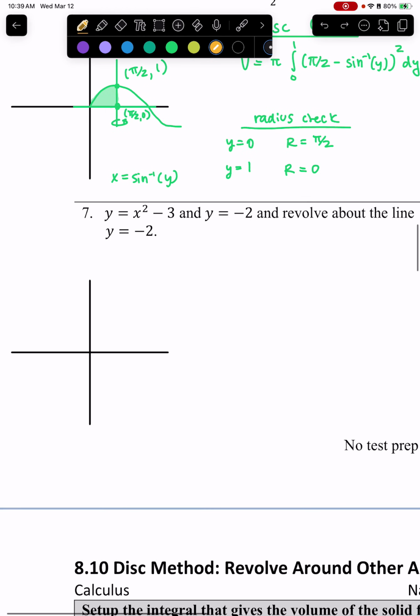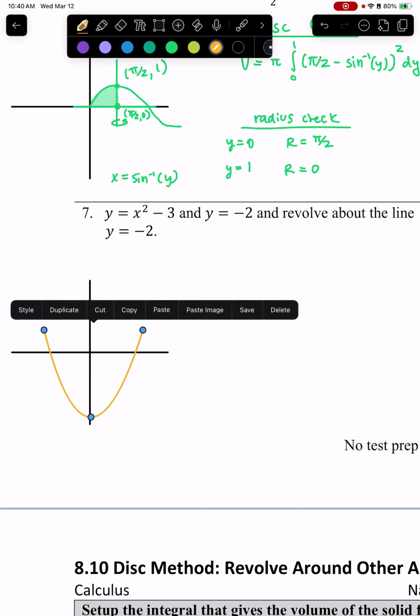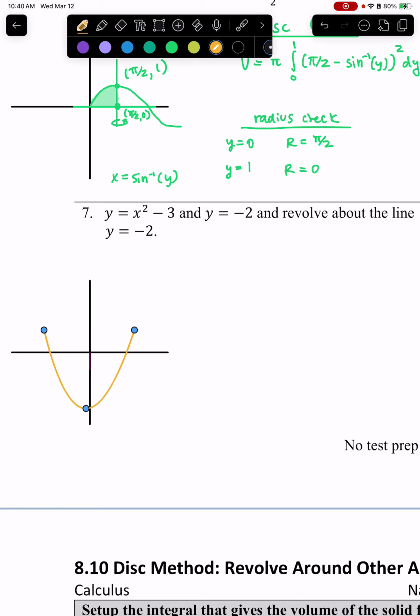Now we've got x squared minus 3, upward facing, but shifted down to negative 3, so something like this. And then a line at y equals negative 2, and we're rotating about this line.